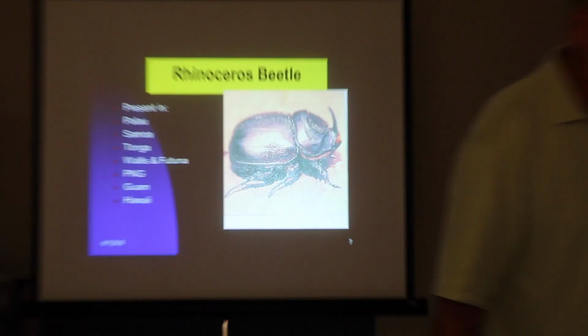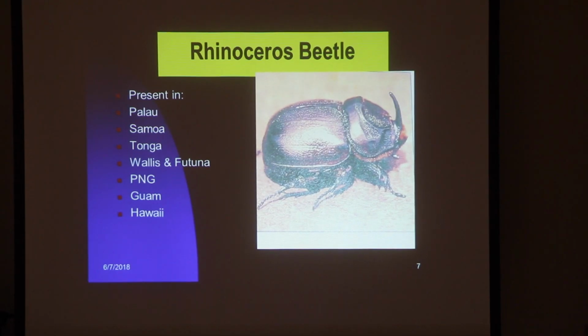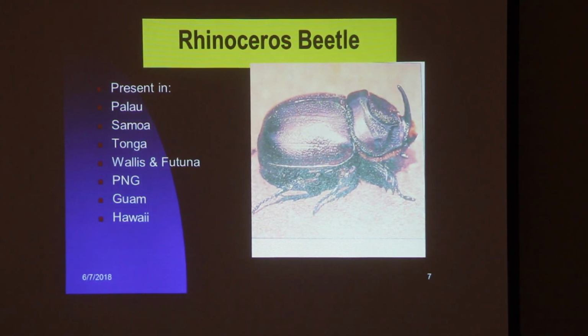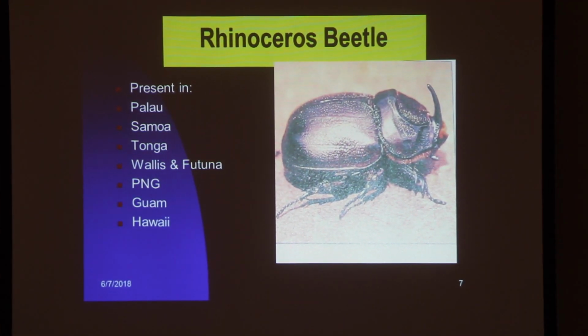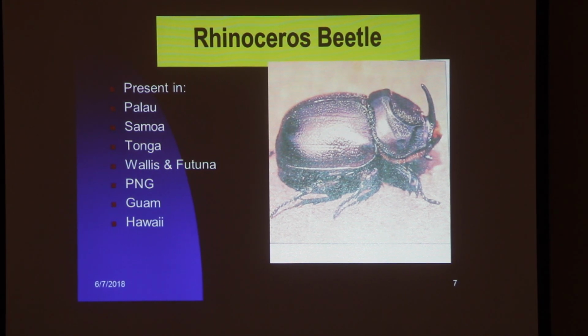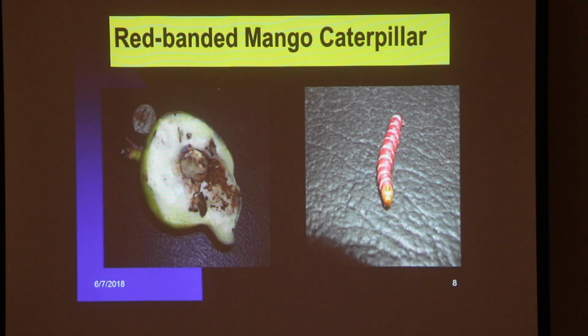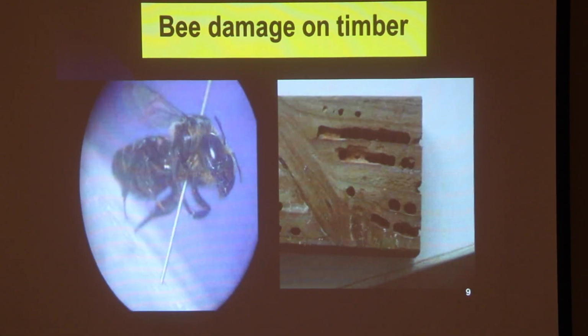So coconut rhinoceros beetle is definitely one we are very, very concerned about, because it is in Guam, it is in Palau, and Yap is at very high risk, and so on. Another one is the red-banded mango caterpillar. It is in Palau and Yap and in many other places. It goes into the mango and drills holes in the mango and does a lot of damage. It's very tiny, very small.